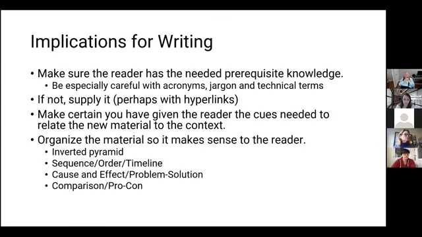Okay, so here are some of the implications for writing. First of all, make sure the reader has the needed prerequisite knowledge. And be really, really, really careful with acronyms, with jargon, and with technical terms. And if you suspect they don't have it, then supply it. Now, the problem with supplying it is if you give them too much prerequisite information, you're likely to clutter up your text. And again, we want to keep it Spartan and simple. So that's why the hyperlink or the hotspot can be so valuable.